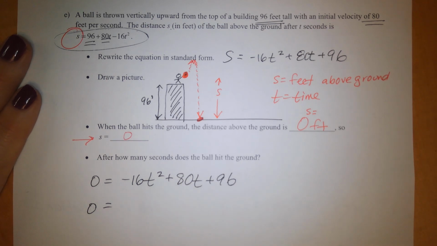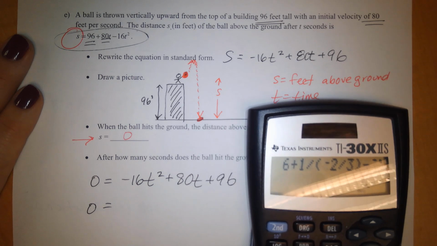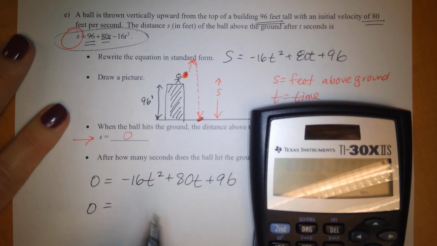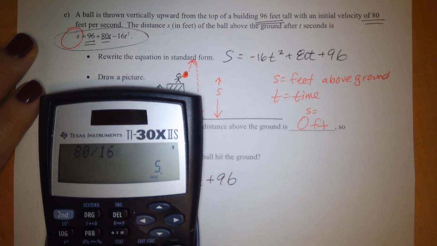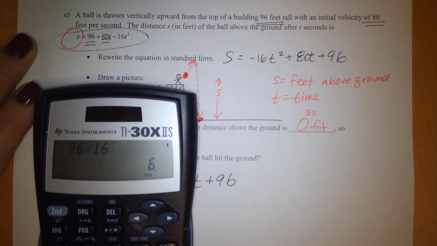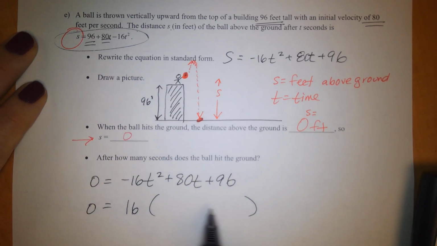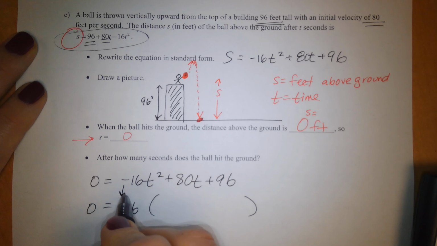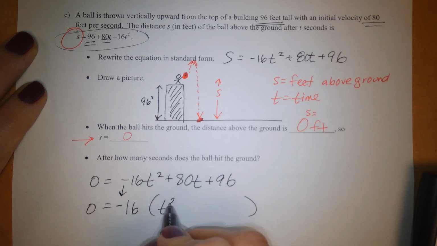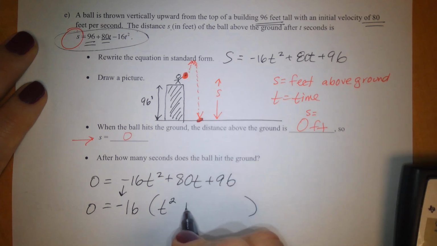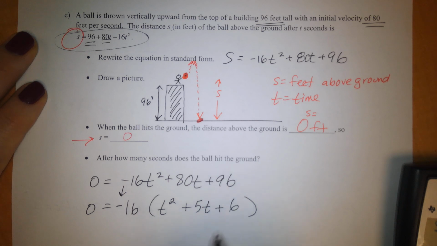I see that all these numbers are divisible by some number. I'm not sure what that is. I'm going to try something big. I'm going to try 16. I know this is divisible by 16. Is 80 divisible by 16? It is. Is 96 divisible by 16? It is. So I actually can take a 16 out and I'll be left with a pretty easy trinomial to factor. But in fact, I'm actually going to take out a negative 16 because remember I told you it's always easier to factor if your first term is positive. So this is plus 5t plus 6.